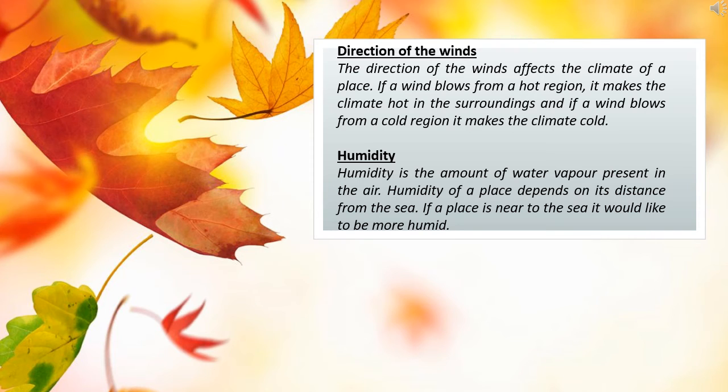The monsoon winds from the Arabian Sea and the Bay of Bengal bring rain all over India. The climate in the rainy season is hot and wet. Humidity. Humidity is the amount of water vapor present in the air. Humidity of a place depends on its distance from the sea. If a place is near the sea, it is likely to be more humid.